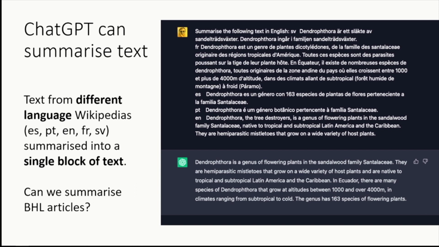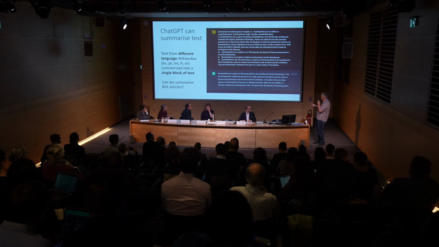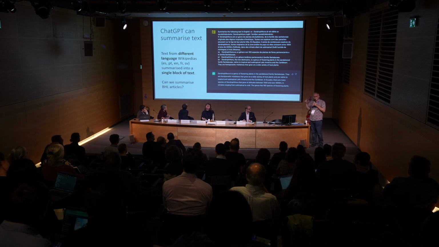But what I did is I just said to ChatGPT, okay, read all that stuff and summarize it in English. And it's given me back this block of text about this plant, and it's taken information from all the different languages and summarized it here in English, even if the English summary, which is just there, is quite short and doesn't mention any of that stuff. So now there's potential to start to summarize information.